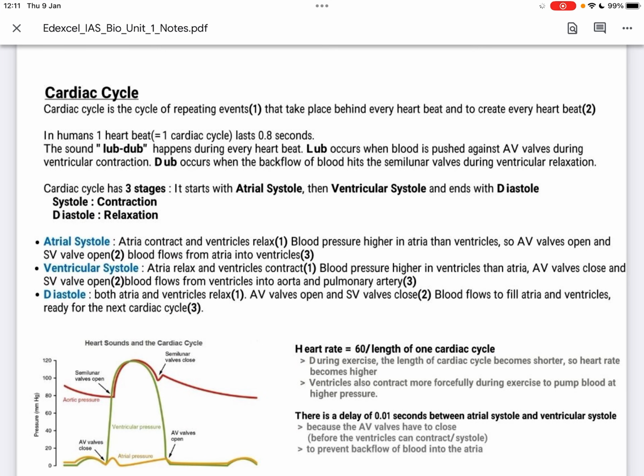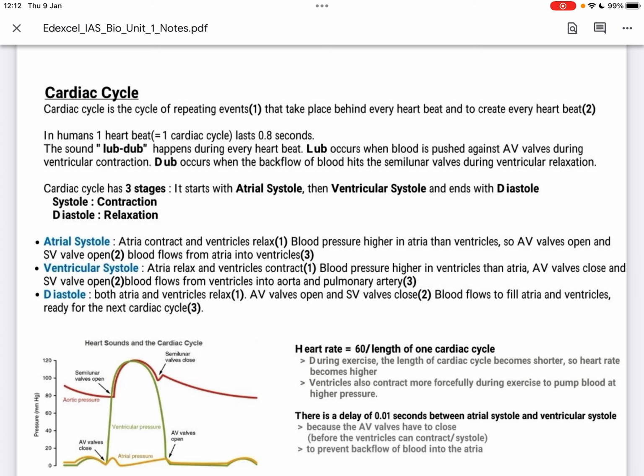Let's revise. Last time, cardiac cycle. Cardiac cycle is the cycle of repeating events that take place behind every heartbeat and create every heartbeat. In humans, one heartbeat is equal to one cardiac cycle, which lasts 0.8 seconds. The sound lub dub happens during every heartbeat. Lub occurs when blood is pushed against the atrioventricular valves during the ventricle contraction, and the dub occurs when the backflow of blood hits the semilunar valves during ventricular relaxation.